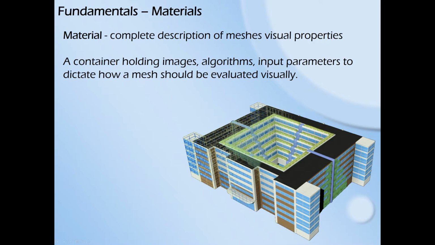Here we have an example of multiple materials being used to describe all the different portions of this building, whether it's brick, glass, or metallic, or water, or vegetation on the sides. Really, a material is just a container holding the algorithm used to render it, all the different images it might need, as well as different parameters that you get to set to tell it exactly how to work.